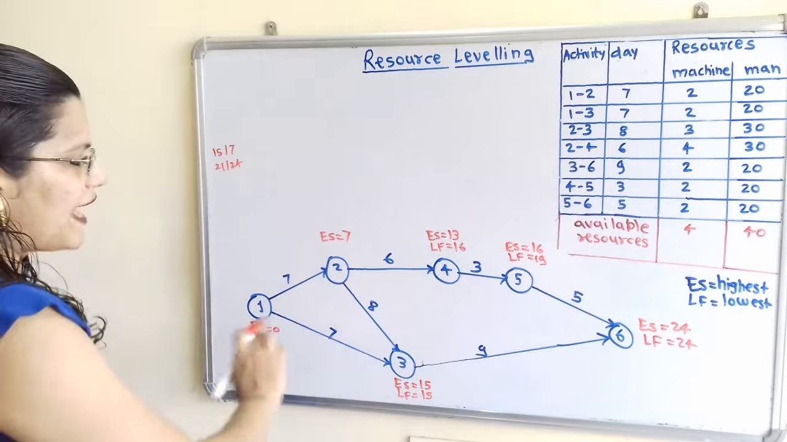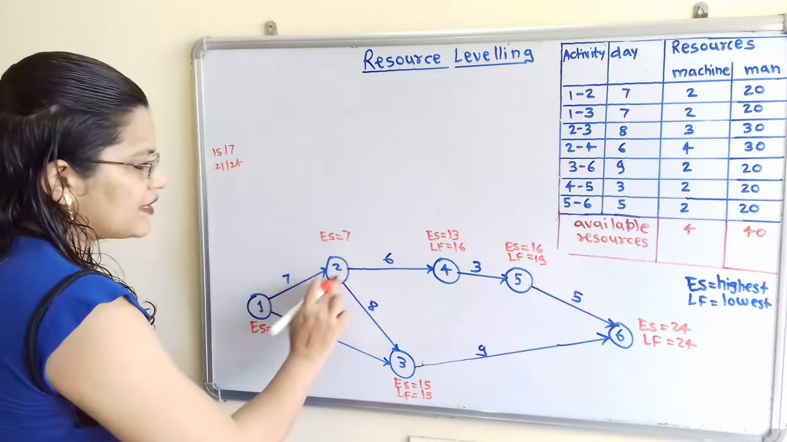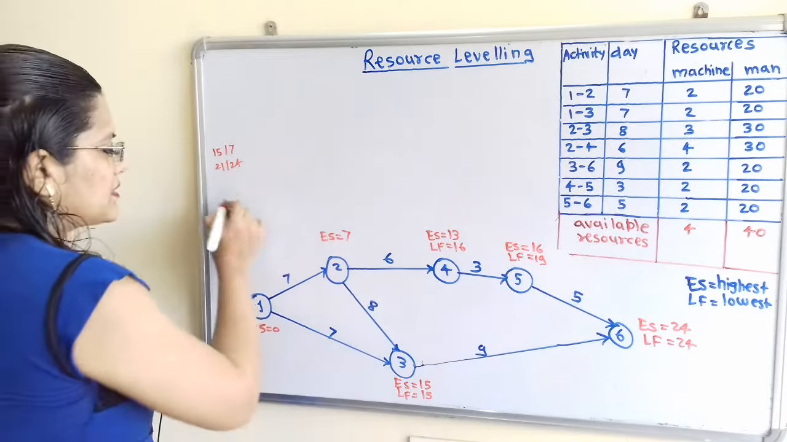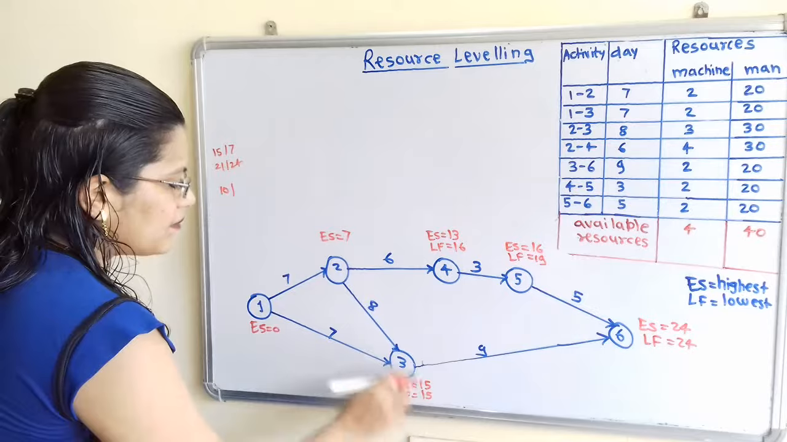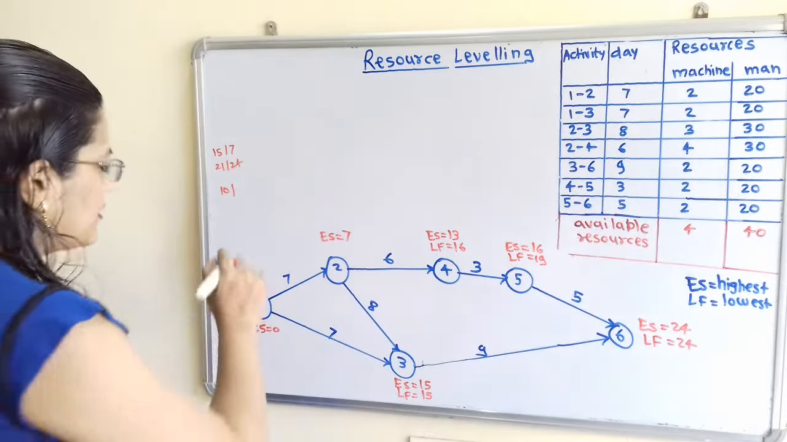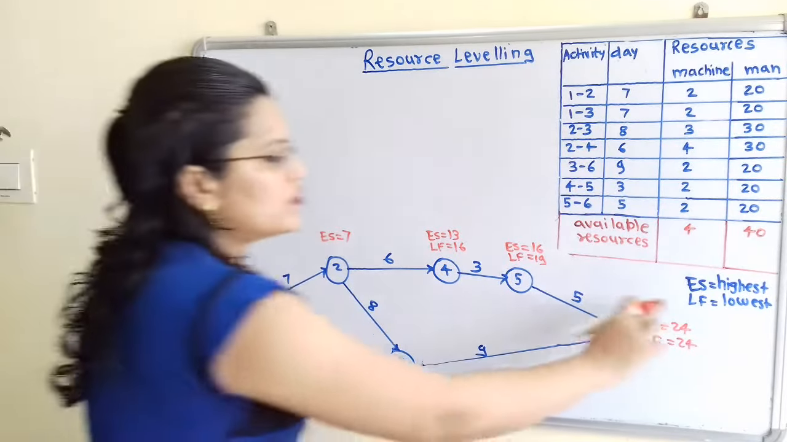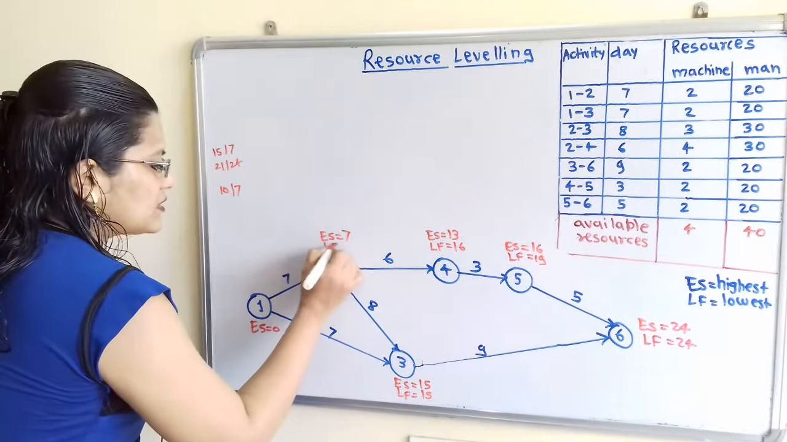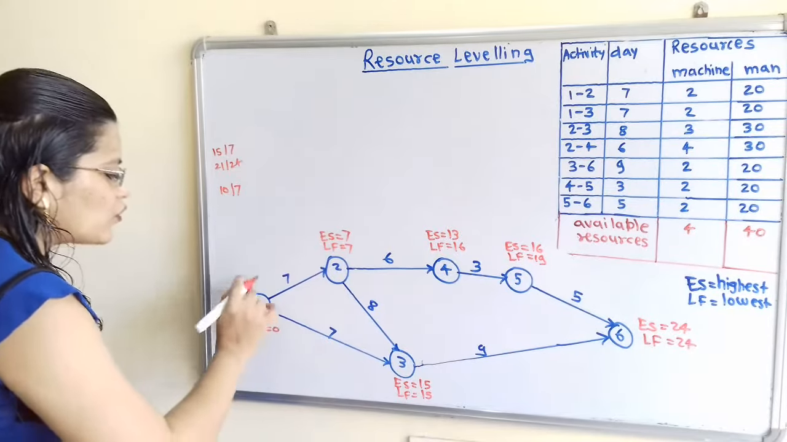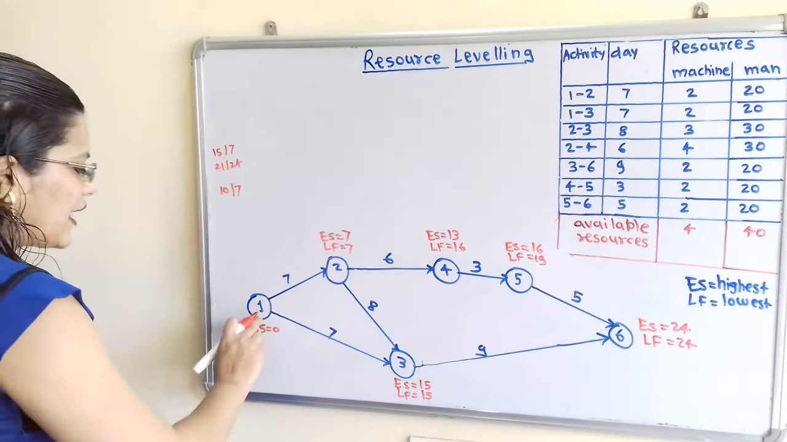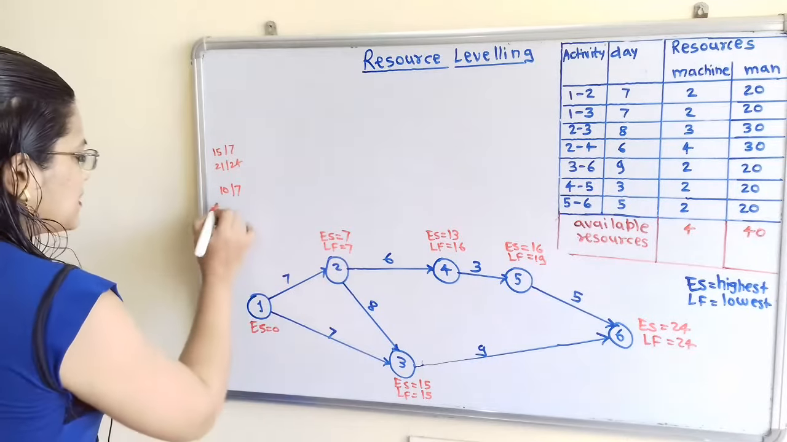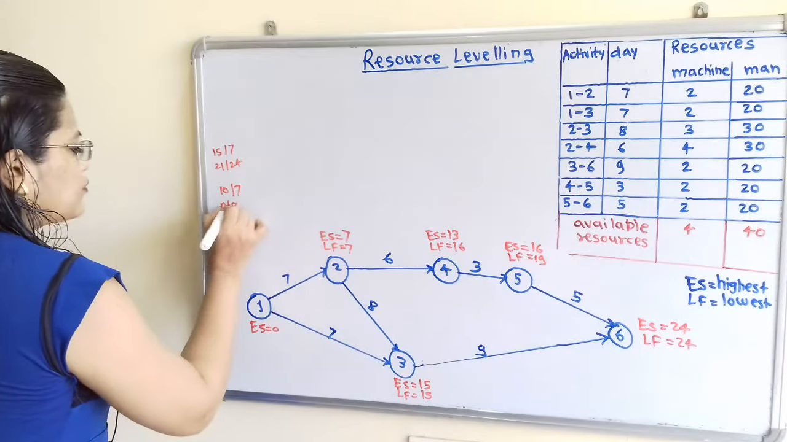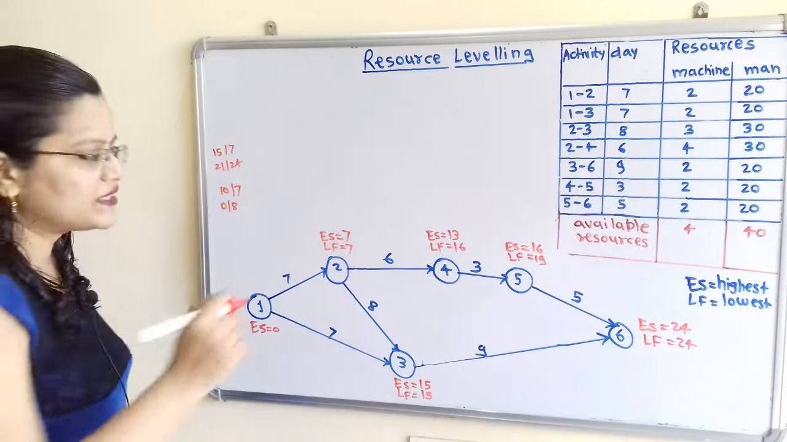Now if we observe at node 2, there are 2 arrows starting from this node. Here 16 minus 6 is 10, and 15 minus 8 is 7. We have to choose the lowest value. So if any 2 options are available, I will choose this 7. Now at node 1 also there are two options because two arrows are starting. 7 minus 7 is 0, and 15 minus 7 is 8. Between these we have to choose the lowest value, that is 0.